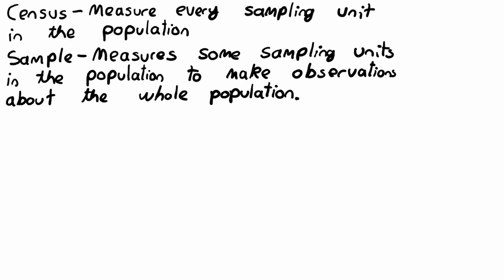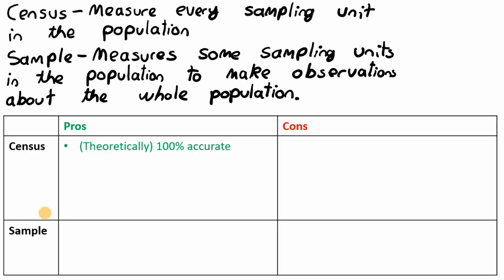Rather than doing a census where you ask every single person, you can do a sample instead. What this is, you measure some of the sampling units in the population and try to use that data to make observations about the whole population. Now, there are advantages and disadvantages to both of these methods. The big advantage with a census is it should theoretically give a completely accurate result, as you are measuring every sampling unit in the population. If you want the data you're collecting to be 100% accurate, you should do a census.